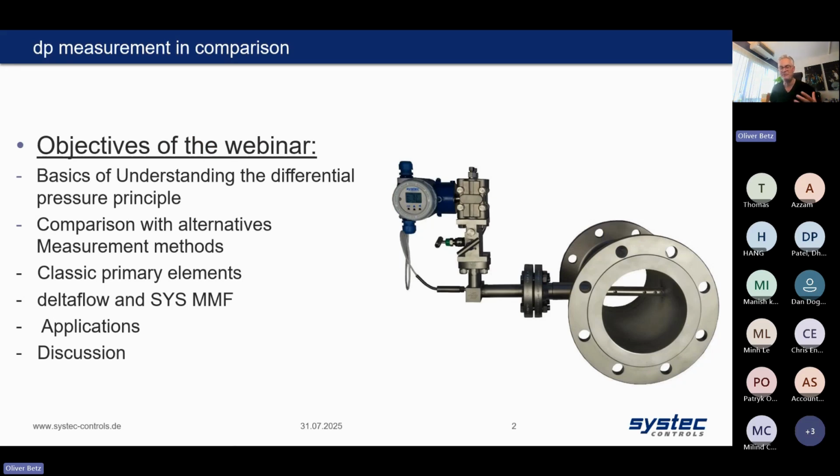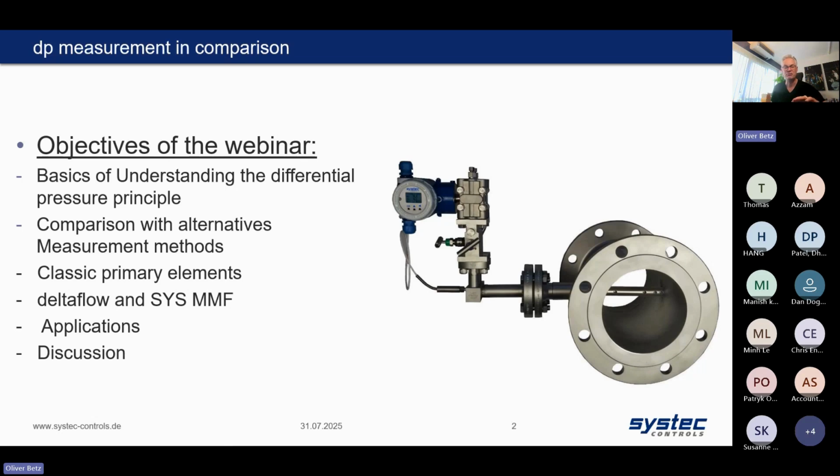First I will start with the physical basics. I think it's important to understand the physical basics of the differential pressure principle. A lot of you gentlemen will already be very experts on that anyway. For the other ones, I will do this very briefly. I want to show the principles and what the advantages and disadvantages of this physical principle are.